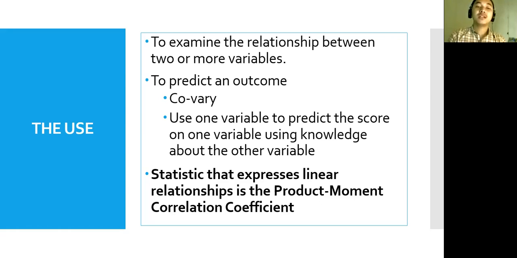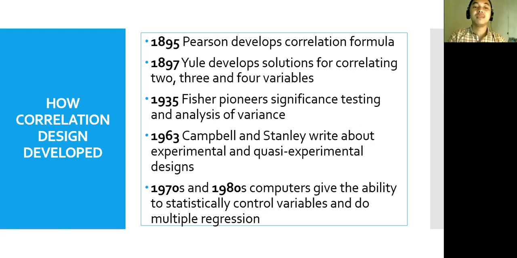The use of correlational study is to examine the relationship between two or more variables, and then it is also to predict an outcome, covary, use one variable to predict the score on one variable using knowledge about the other variable. But here we have the main point that statistic that expresses linear relationship is the product moment correlation coefficient.